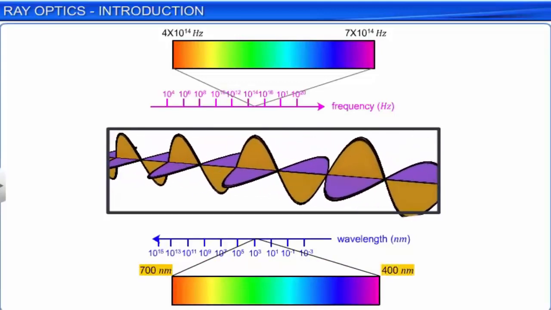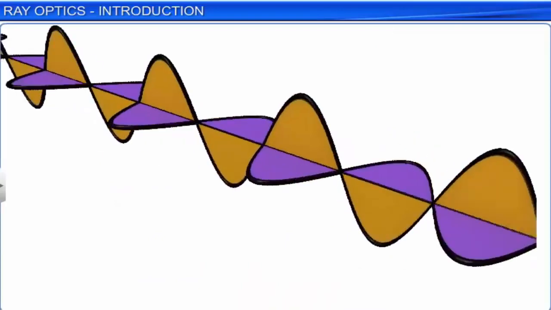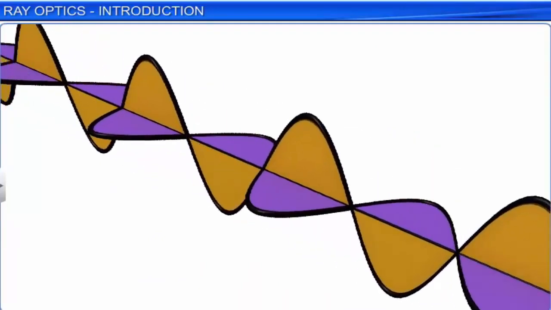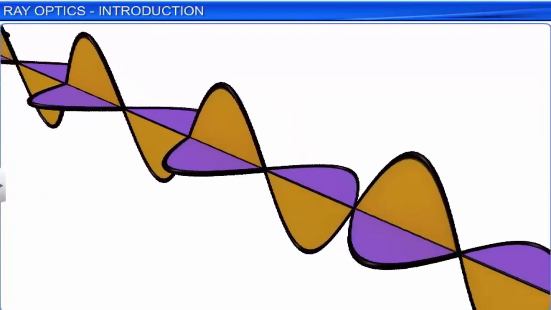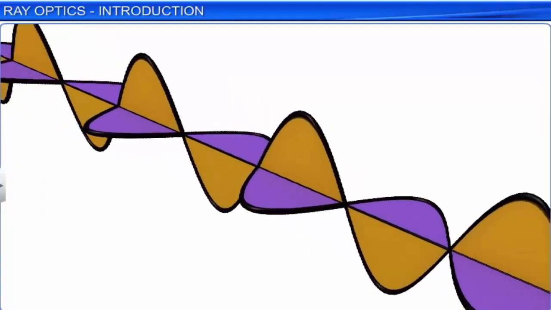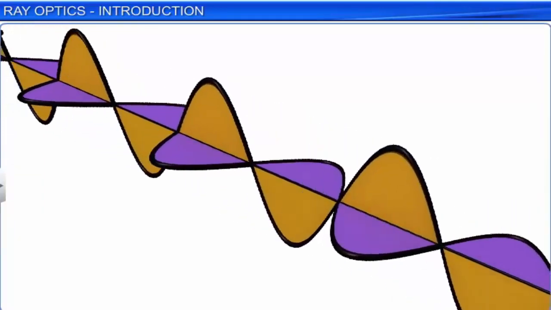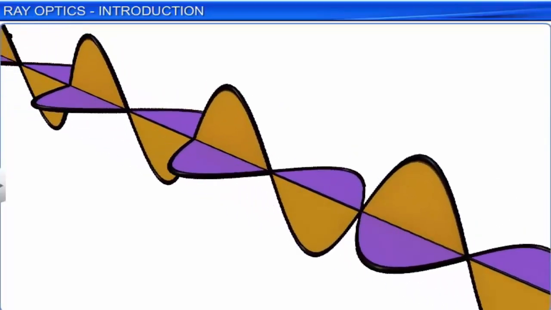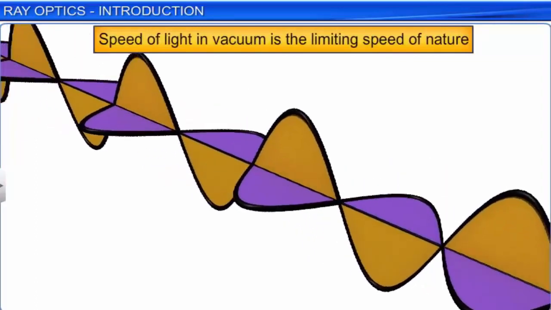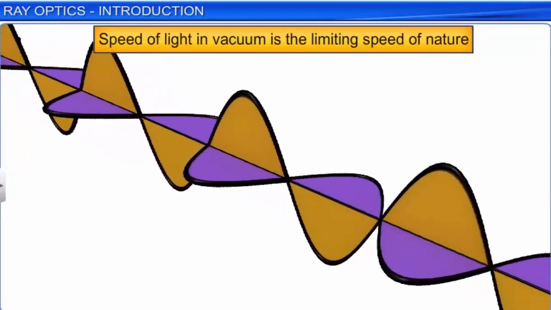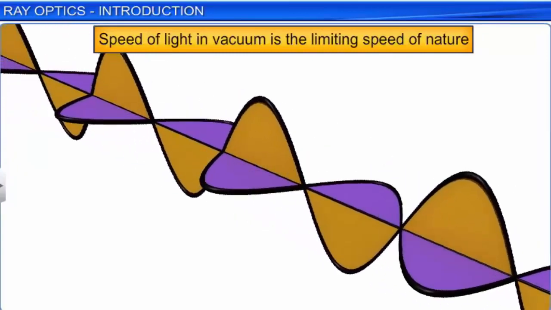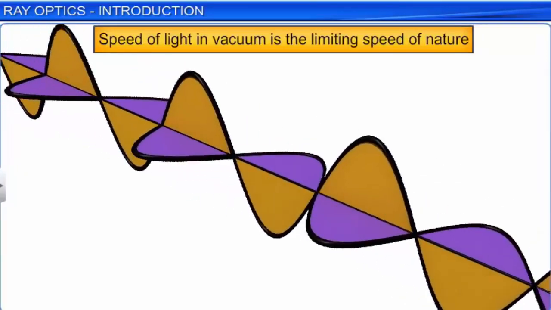All electromagnetic waves, including light waves, travel in vacuum with an approximate speed of 3 × 10⁸ meter per second. This, in fact, is the limiting speed of nature. That is, in a vacuum, no other wave or particle can travel with a speed that is greater than the speed of light.